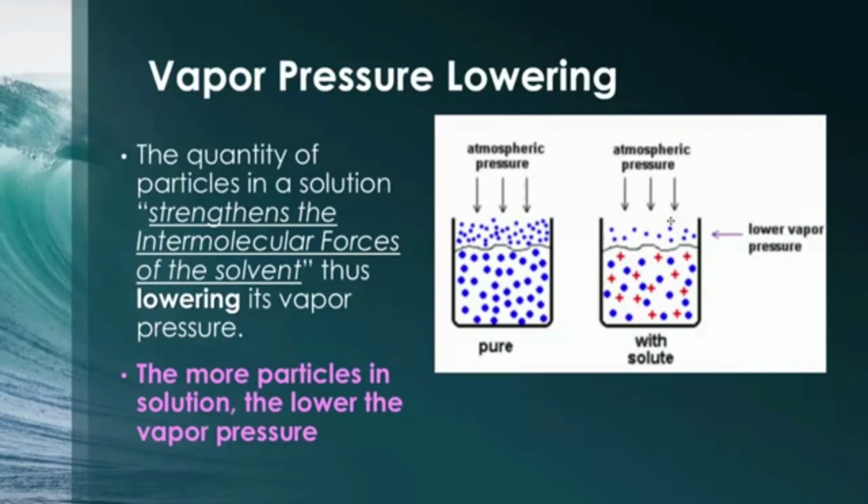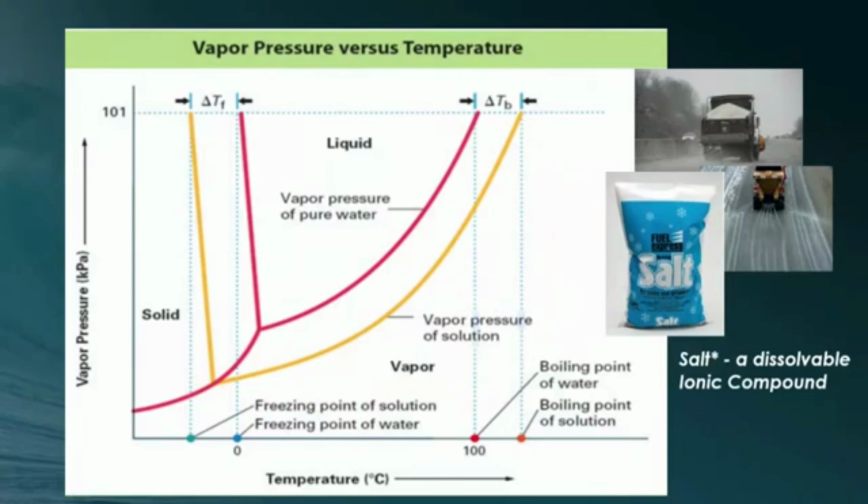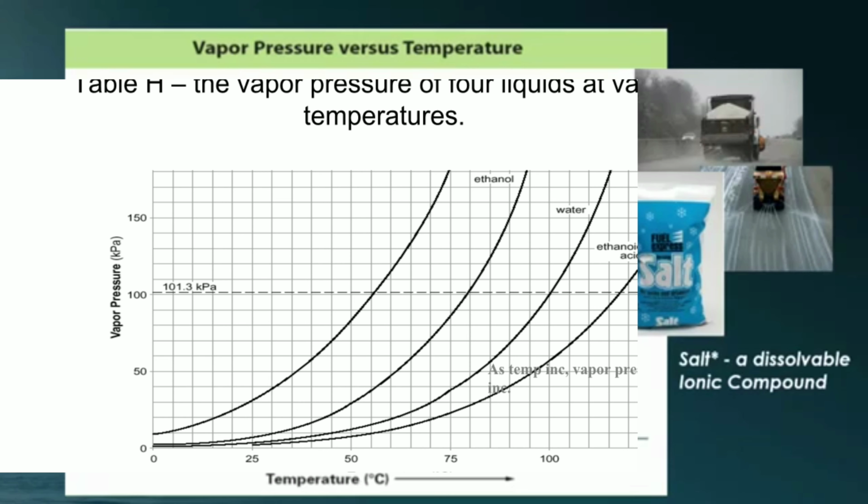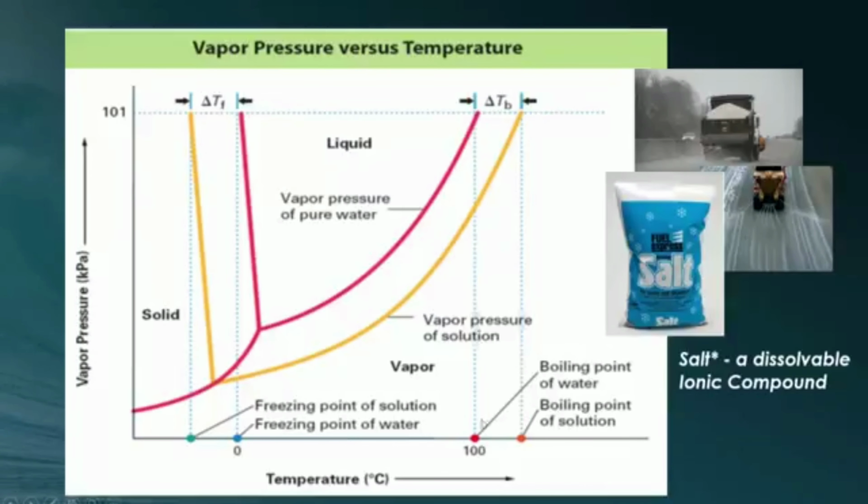The first colligative property we're going to look at is called vapor pressure lowering. As we have more intermolecular forces occurring between solute and solvent, the vapor pressure will decrease. Since the vapor pressure will decrease, we can remember from reference table H, as vapor pressure goes down, boiling point increases. You can see here in the graph in red, we have the boiling point and freezing point of pure water. But when we add salt to the water, we increase the boiling point because we decrease the vapor pressure.